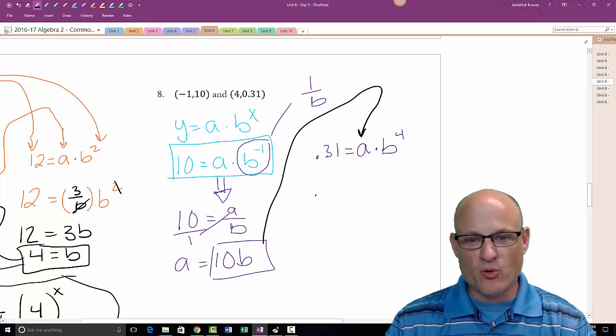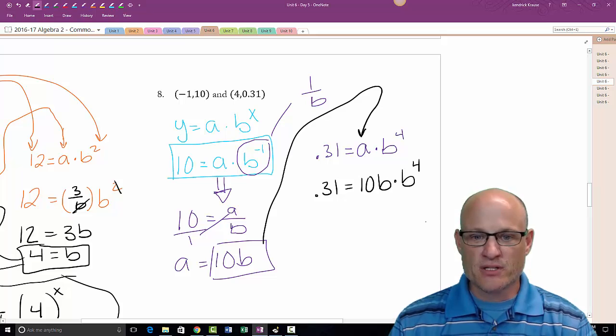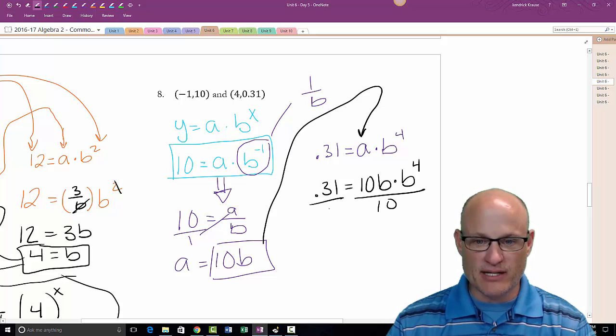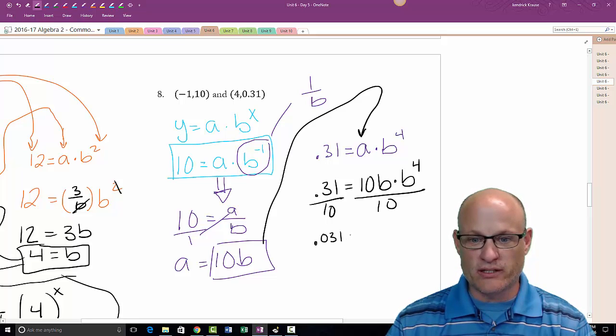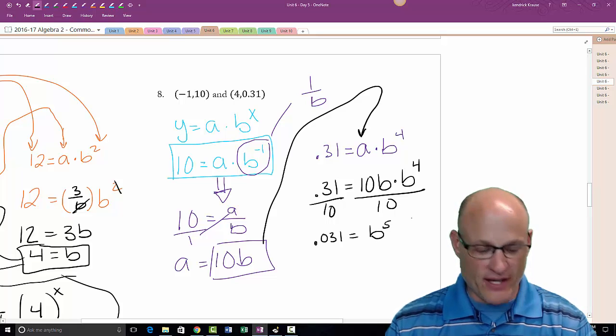So now I've got 0.31 equals 10b times b to the 4th. Okay, so I've got to get rid of the 10. So divide by 10, divide by 10, and I get 0.031 equals b to the 5th.